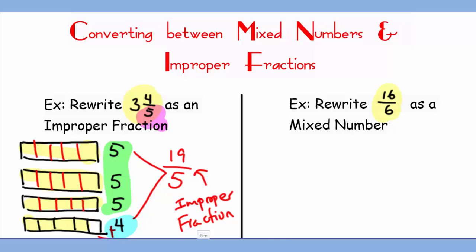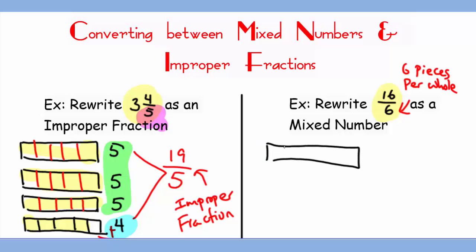Now, how do you write 16/6 as a mixed number? We will begin with a picture again to make sure we know what it means. In the denominator right here, the 6 means 6 pieces per whole. So that's what we will do. We will make a whole and divide it into 6 pieces.